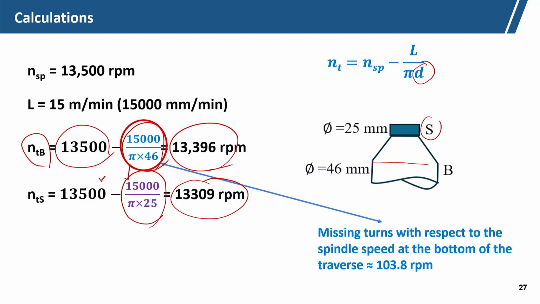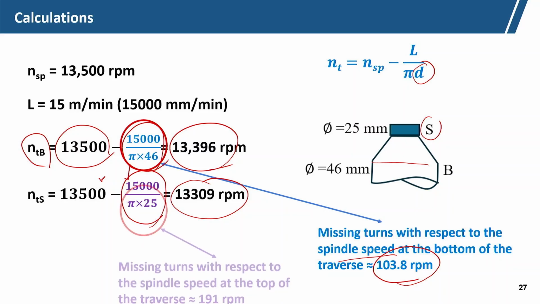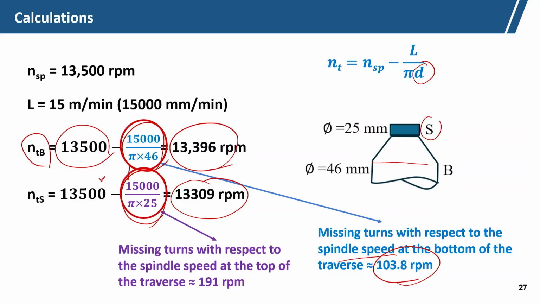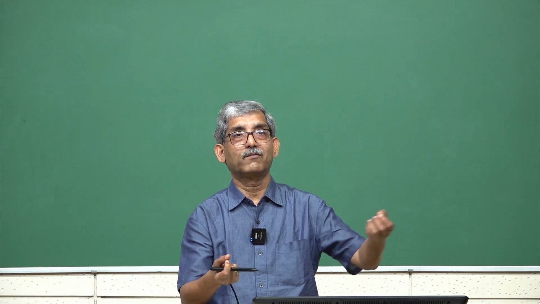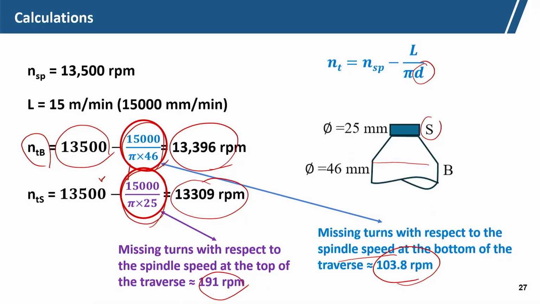So, that missing turn with respect to the spindle speed at the bottom is 103.8 RPM. This much RPM we are missing with reference to the spindle speed, and at the top we are missing by 191 RPM. So, that much twist we are missing with reference to the spindle speed. Now, let us convert it to twist.